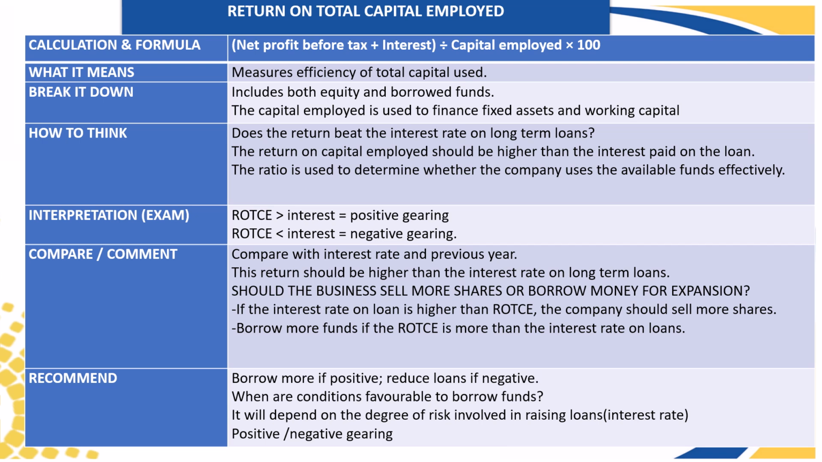Okay, you can look at the recommendation. You borrow more if the gearing is positive. In other words, your interest rate is less than your return. You reduce your loans if it's negative. If your interest rate is more than your return, then you must rather reduce your loans.